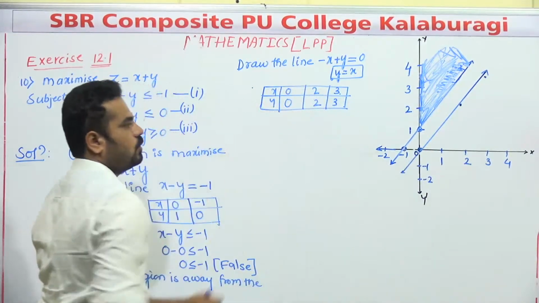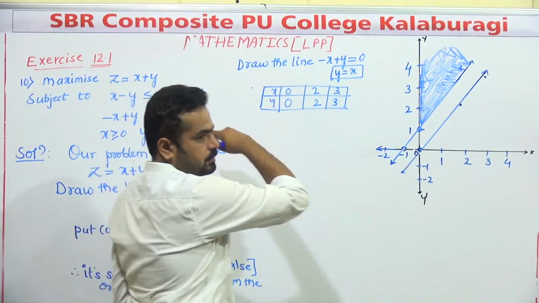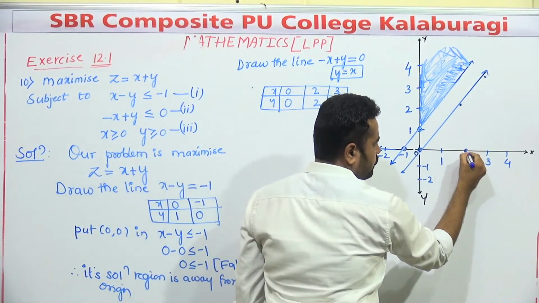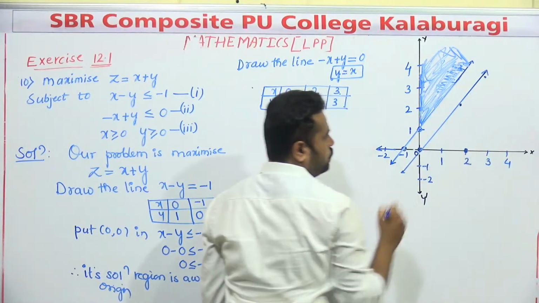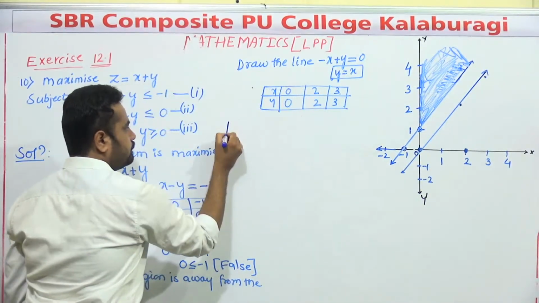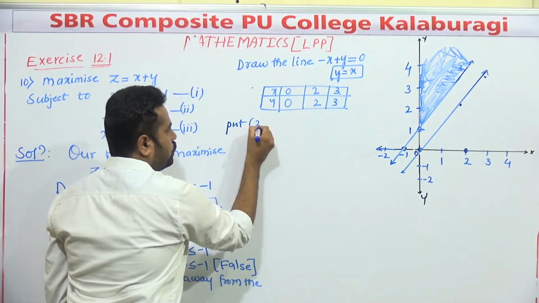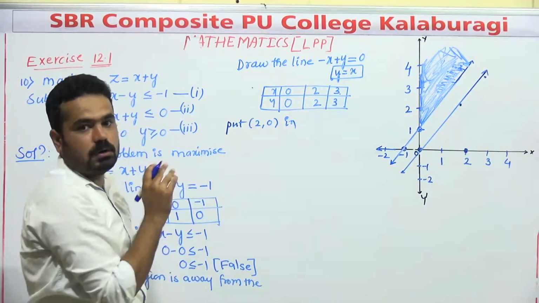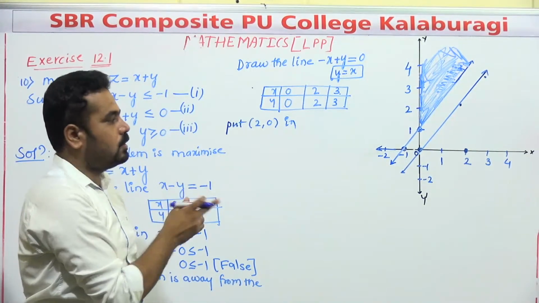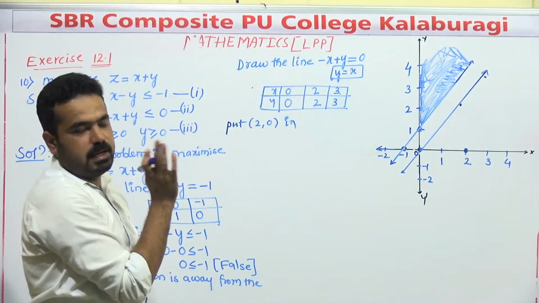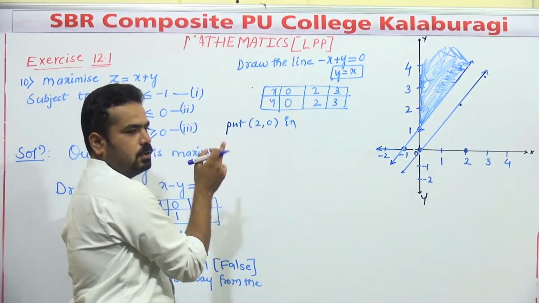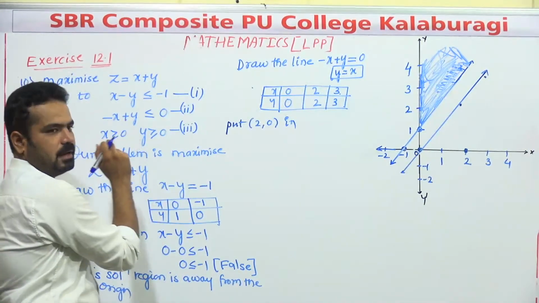Therefore, don't take 0, 0 and substitute in the equation. Instead, take any point on this side or that side. I will take this point, which is 2, 0. Put 2, 0 in. Why am I not taking 0, 0? Because this line is passing through the origin. If it is passing through the origin, you cannot take 0, 0 to substitute in its corresponding inequality.